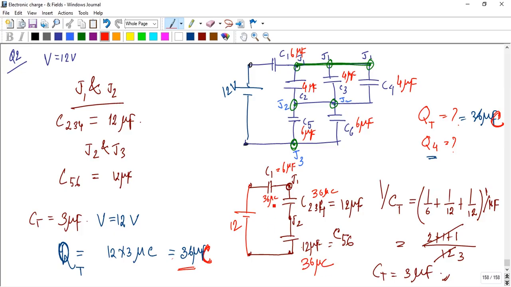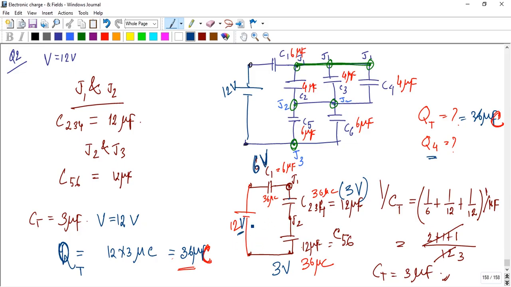So 36 divided by 6, and you get 6 volt. And for the next, 36 divided by 12 is 3 volt, and here also 3 volt. So 3 plus 3 and 6 plus 6 is 12. Okay, now our numerical is done. We check that it is 12 volt.